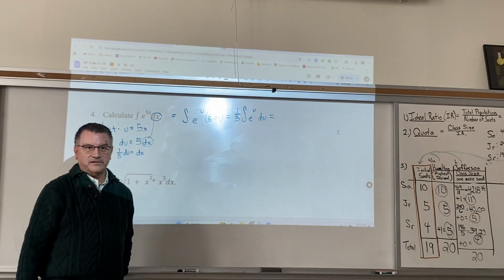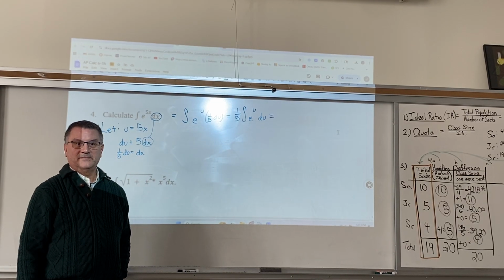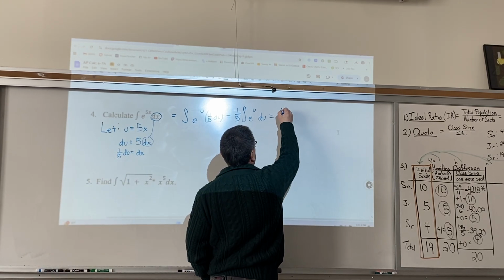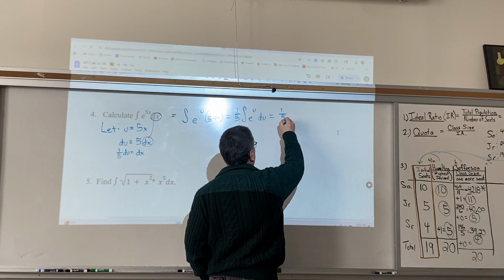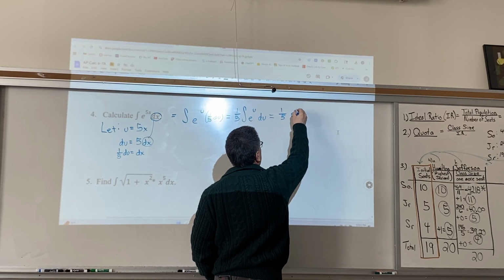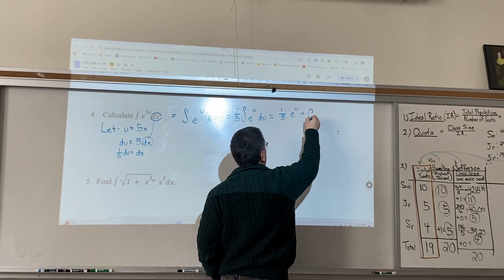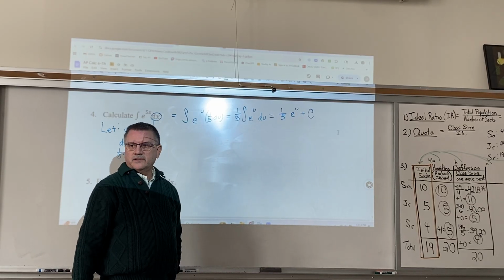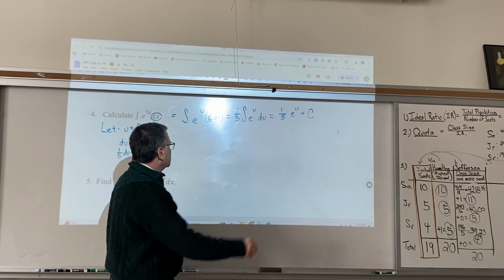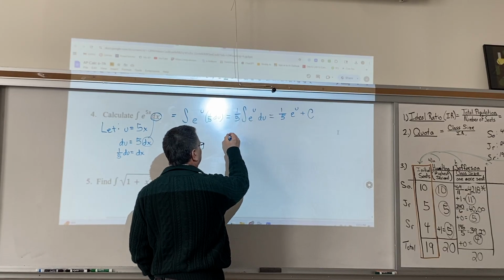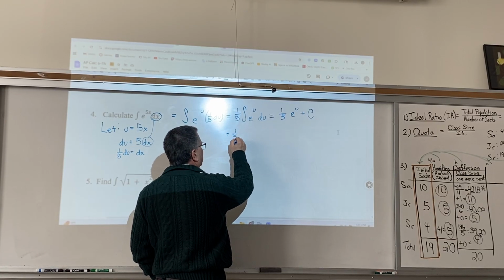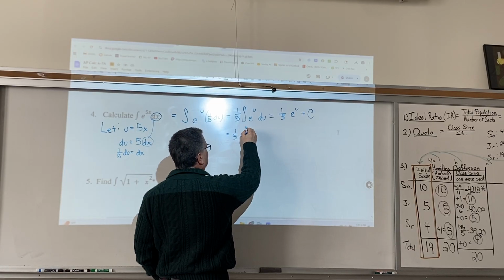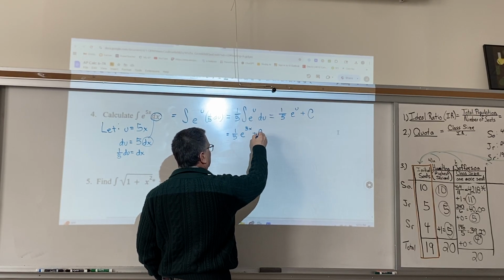What's the integral of e to the u? E to the u, with a 1 here. That'll be e to the u plus c. I don't think I can simplify anymore there. So it's time to substitute back in. 1/5 e to the u, where u was 5x, plus c.